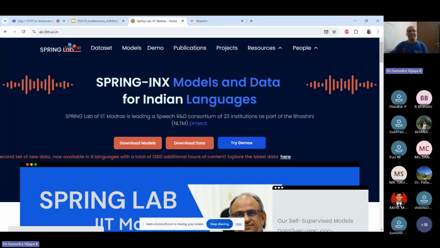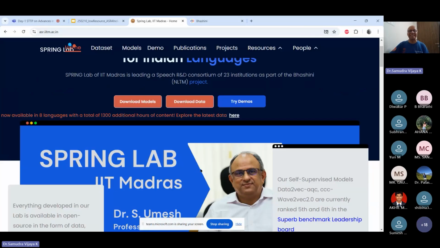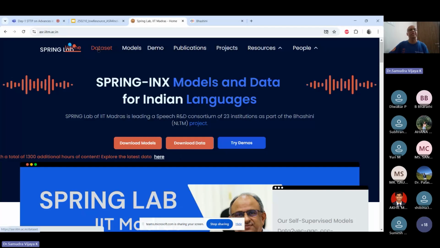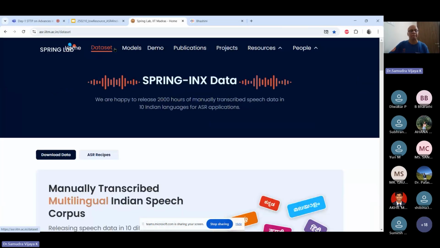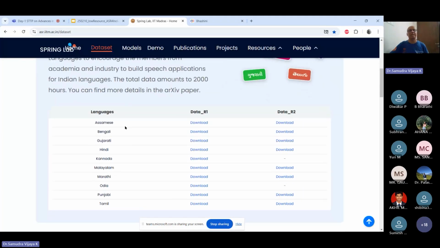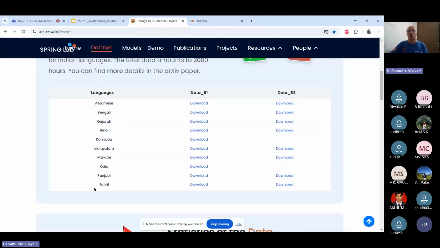This is called Spring: Indian Language Models and Data for Indian Languages. Professor Umesh leads the consortium now. If you go to this site, you will see a label here, dataset. If you click on the dataset, you will see a manually transcribed Indian speech corpus. Not only speech data, but also their transcriptions are available for various languages. They were released in two installments, two sets of data are available for these languages.